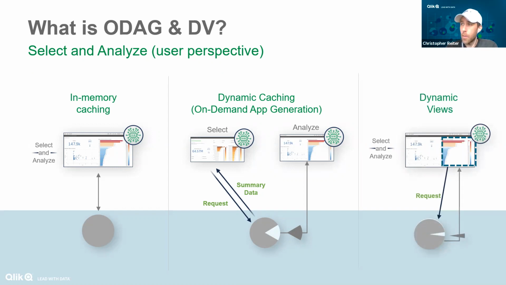Now, what's different about them is in the on-demand app generation case, you're creating separate apps for analysis, versus in dynamic views, you're actually staying within one app. So go back to something I said really early on about the guided analytics experience versus maybe the self-service freeform experience. I'd say your dynamic views is going to be very much a guided experience, and that's where it makes sense. Whereas something like on-demand app generation enables users to have a more self-service experience with big data behind it.